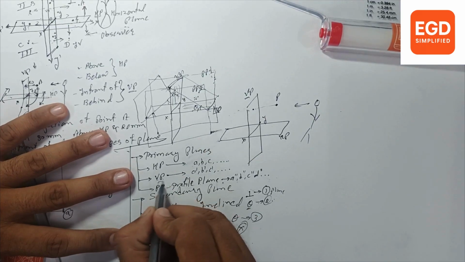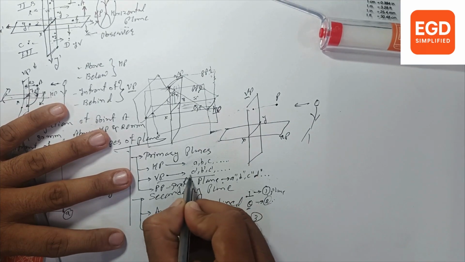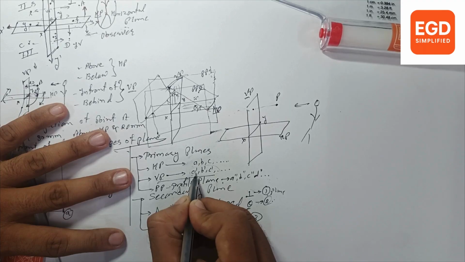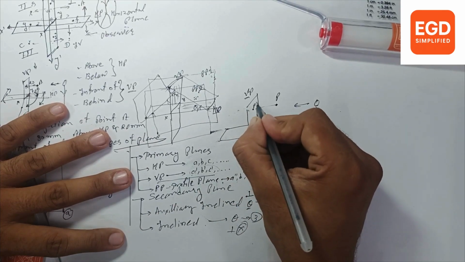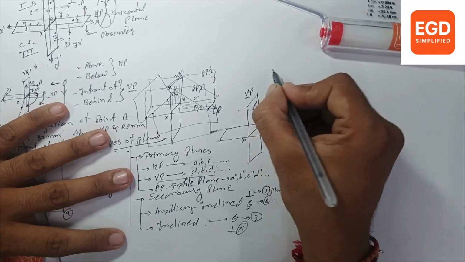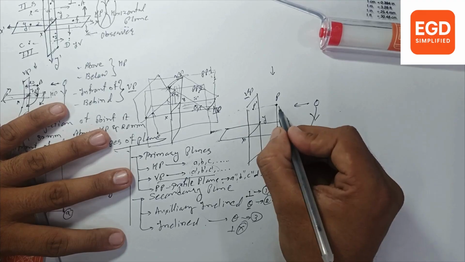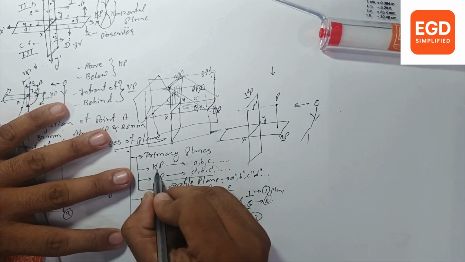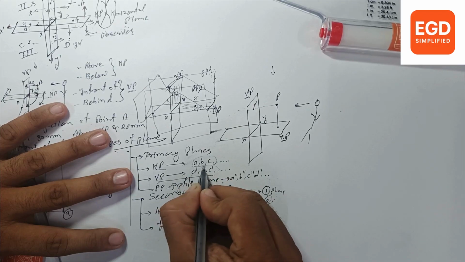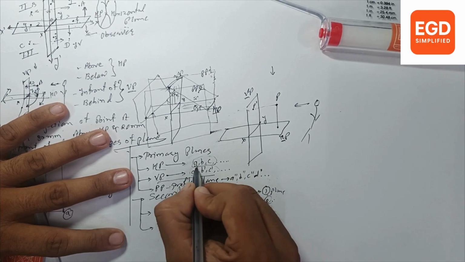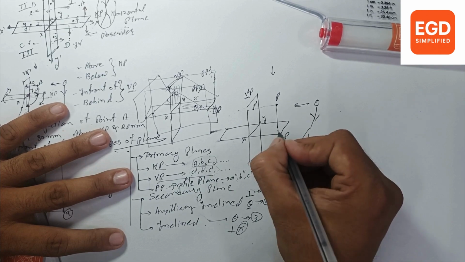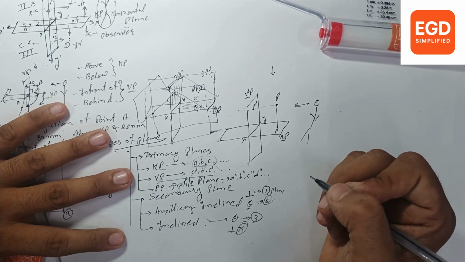VP is our second plane. Every numbering will be with a dash. So here the front view will be in dash form. When you see from the top, its projection will be here. It is on HP, that is our first plane. So for the first plane we have considered the numbering like A, B, C. So here it will be P point.